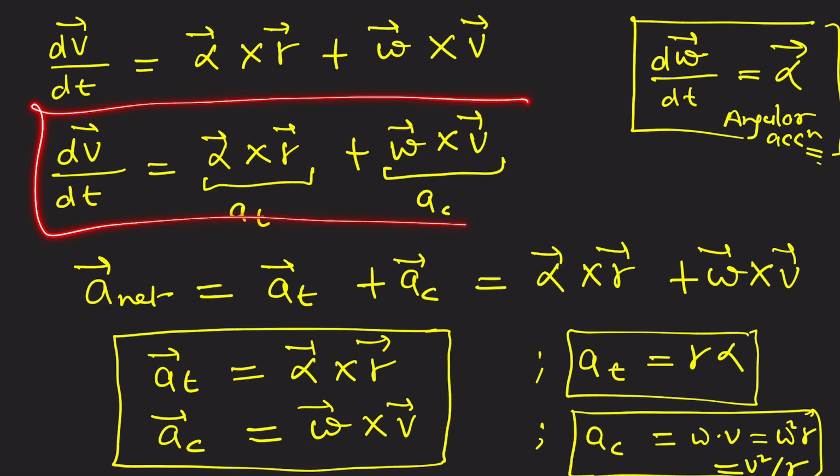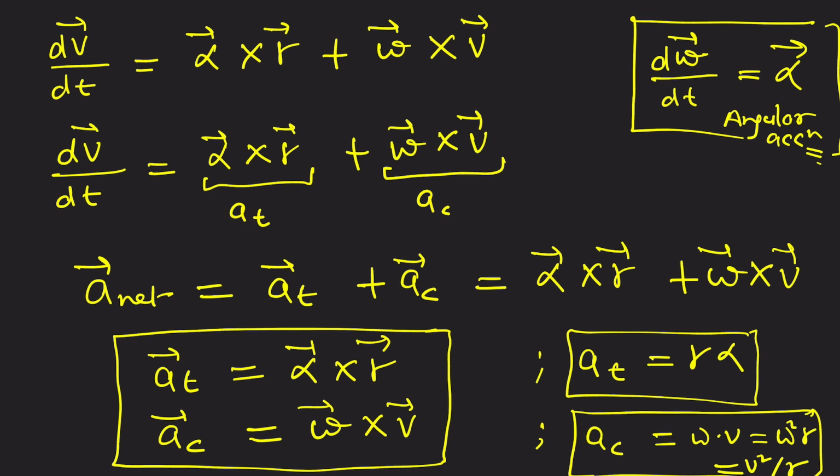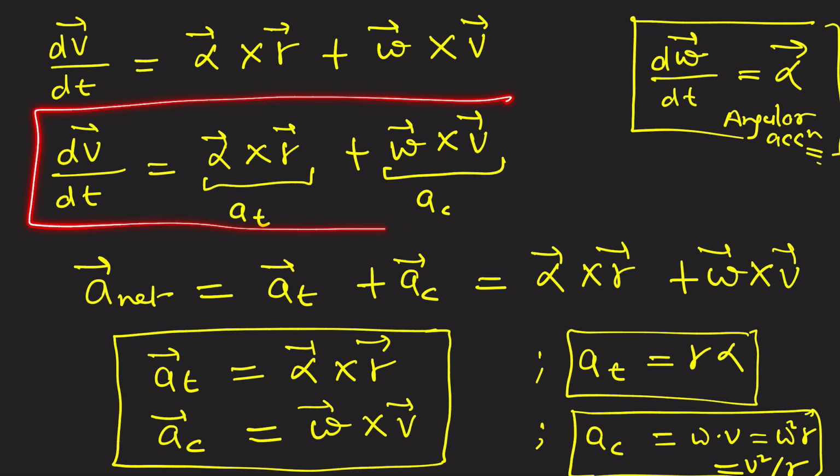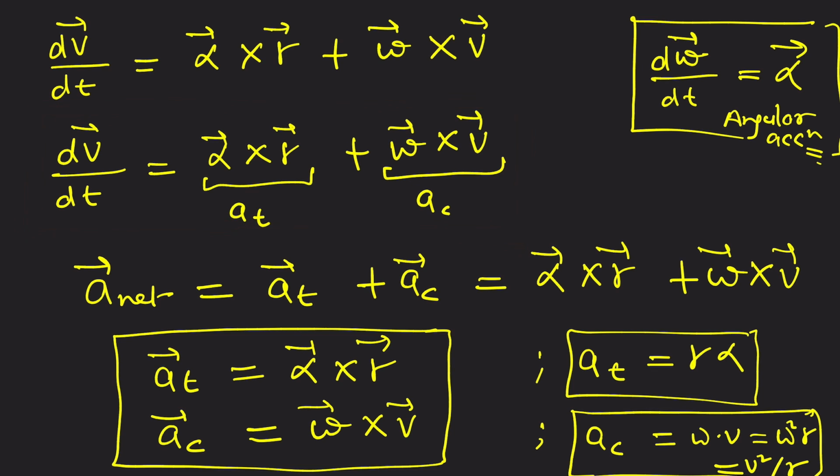In the case of uniform circular motion, this component was 0, that's why it was not coming there. But now, because we are dealing with accelerated circular motion, which is a general situation, that's why it is now appearing in the equation, okay. So I hope till now everything is settled.